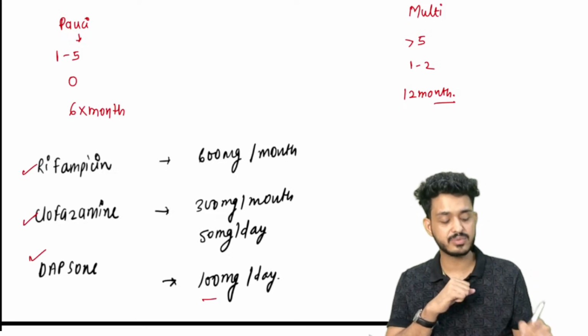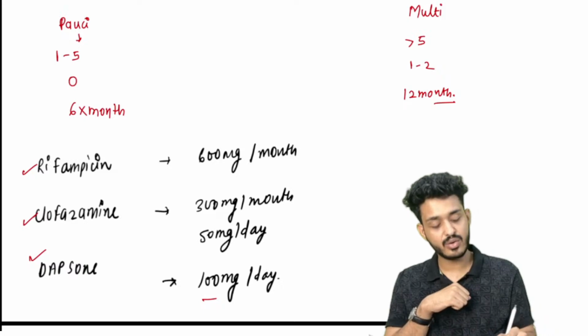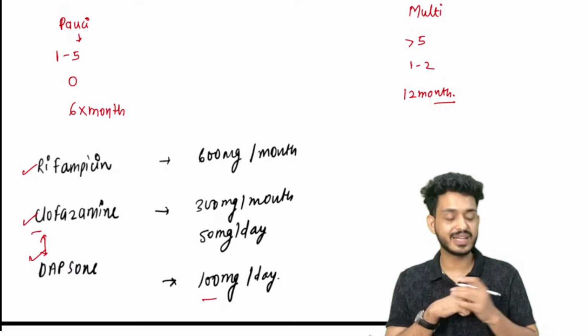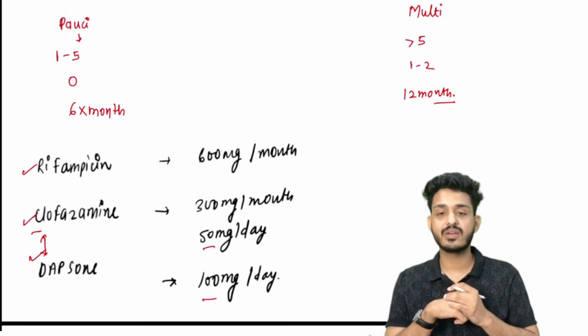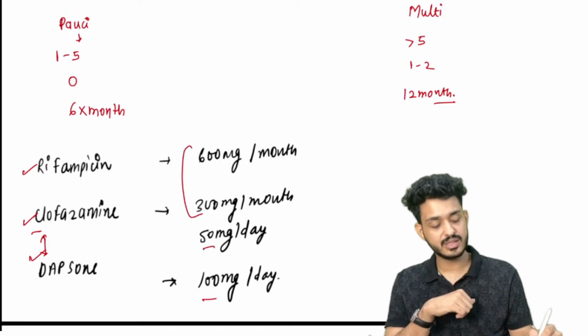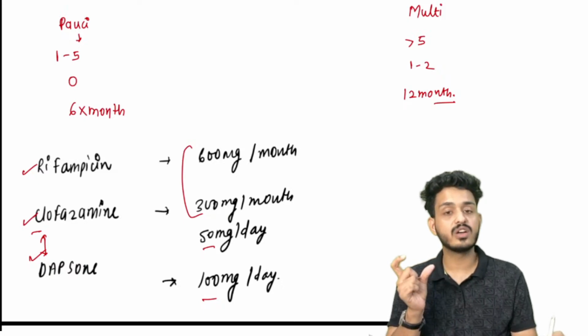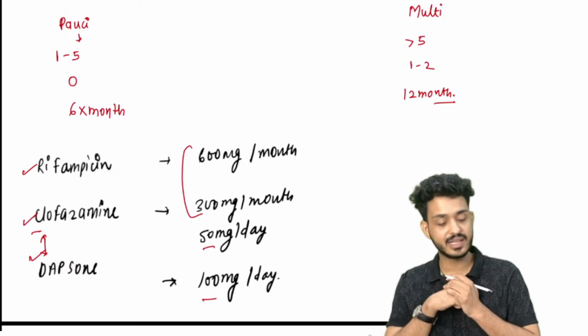D for dapsone, we are using daily. Okay, clofazimine also comes with C, and with D, so both of them we are giving daily. Okay, that is 50 mg we are giving daily. And these two things, 600 and 300, they are high doses. The patient will be getting them in the hospital every month.